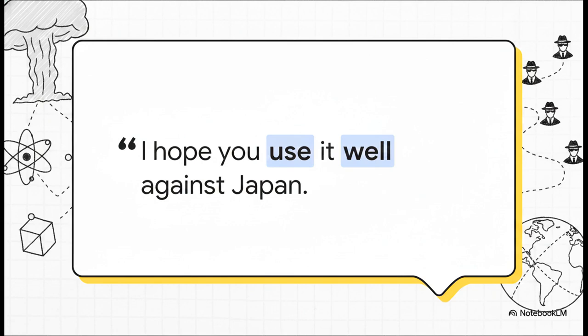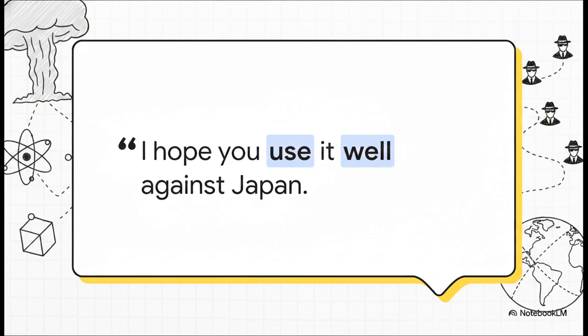Picture this. It's the 1945 Potsdam Conference. U.S. President Harry Truman thought he was dropping an absolute bombshell, pun intended, on Soviet leader Joseph Stalin by revealing America had this new weapon of unusual destructive force. Stalin just nodded and said, "I hope you use it well against Japan."